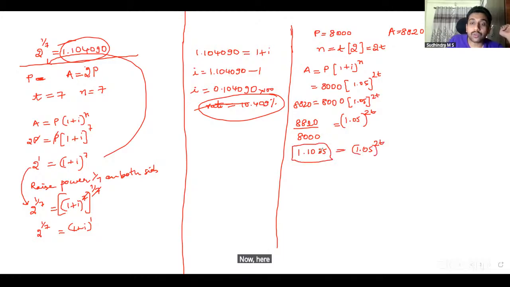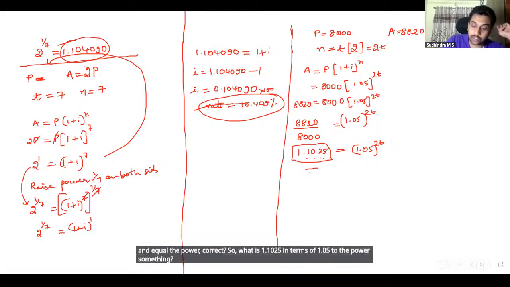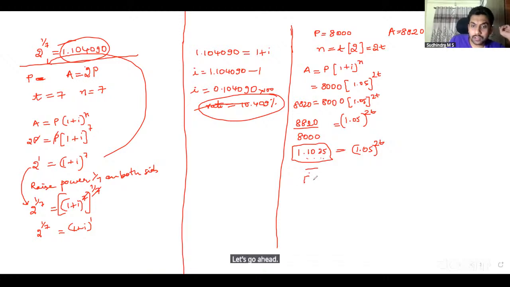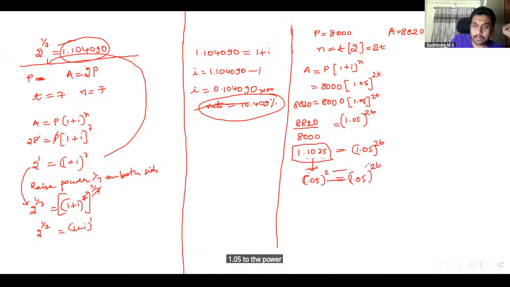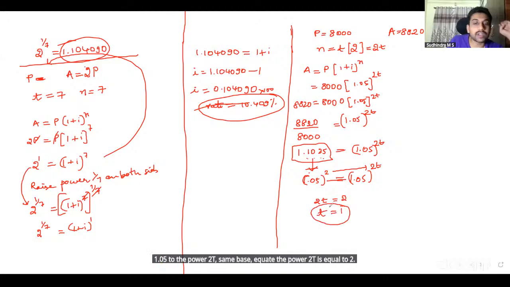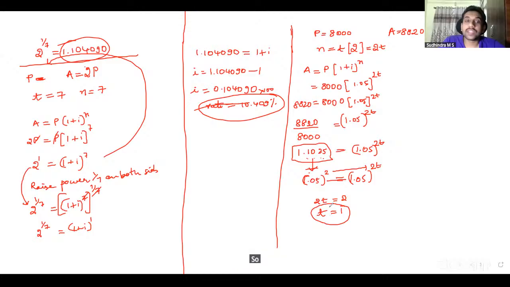1.1025 is 1.05 to the power 2T. Now here I have to express 1.1025 in terms of 1.05 to the power something so that I can equate the base and equate the power. So what is 1.1025 in terms of 1.05 to the power something? Square. Very good. 1.05 square is 1.1025. So 1.05 square is equal to 1.05 to the power 2T. Same base, equate the power. 2T is equal to 2. T is 2 by 2, 1. So it is 1 year.